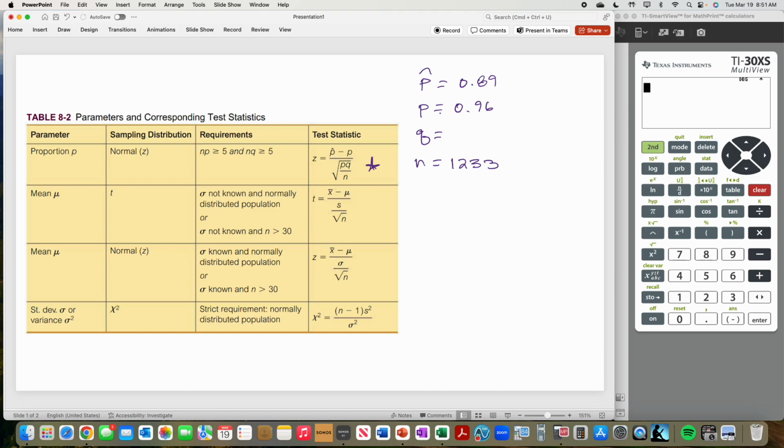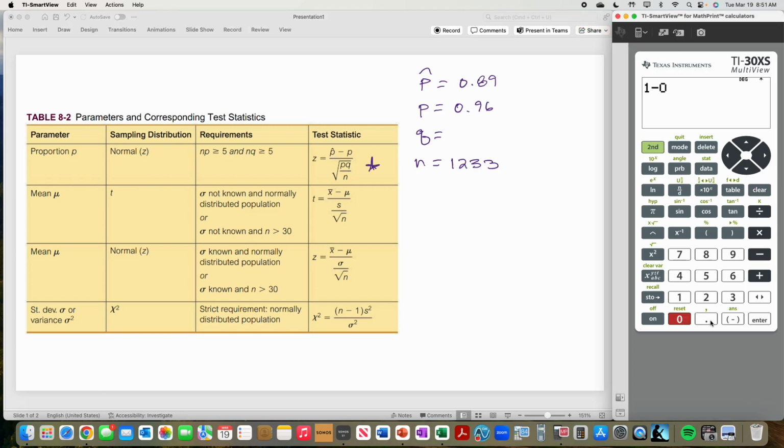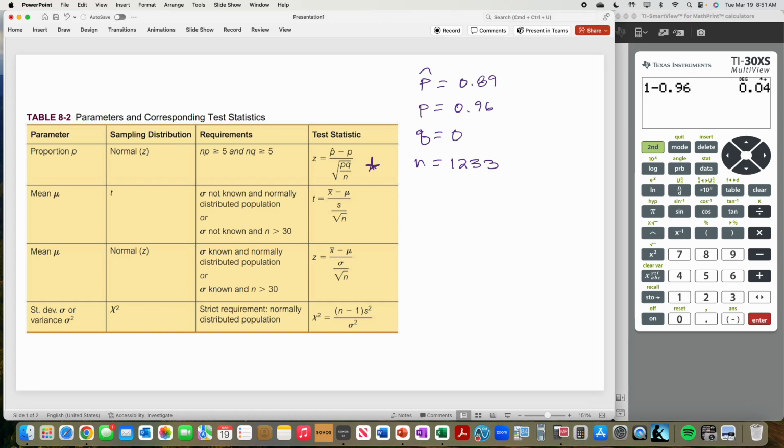And now to find q, I'm just going to subtract p from 1. So I'm going to take 1, subtract out the 0.96, and it should end up with 0.04, and that is what my q is equal to. Now I'm just going to plug all this into my formula. So z here is going to be equal to p hat, so 0.89, minus p, 0.96, and then I'm going to divide that by the square root of p times q, so we're going to have 0.96 multiplied by 0.04, and then I'm going to divide all of that by n, which is 1,233.